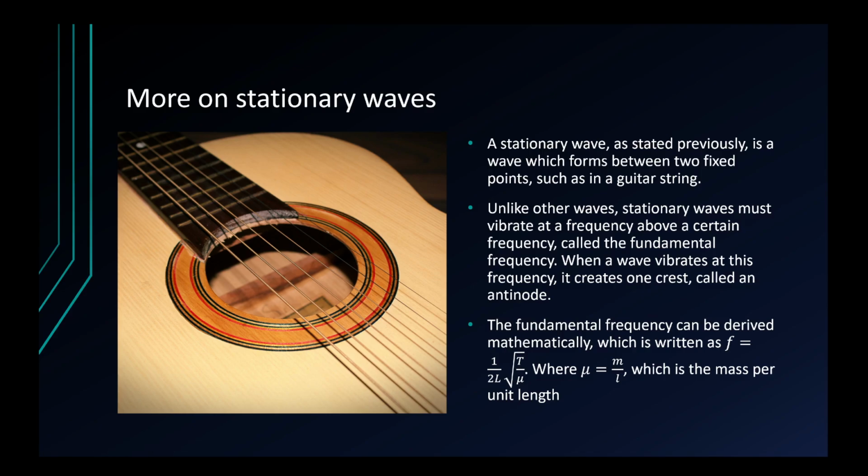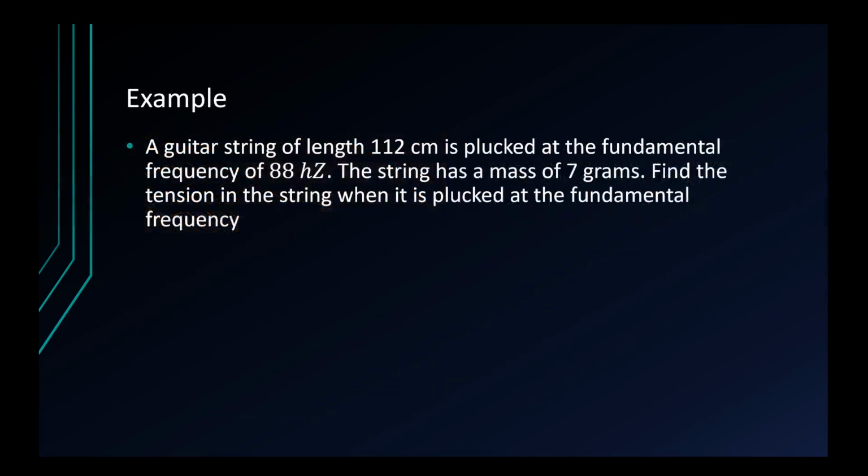And in fact, the fundamental frequency can be derived as: F is 1 divided by 2 lots of the length, times the square root of tension over linear density. Linear density is just mass over length, which can also be called mass per unit length. And actually, we'll jump straight into an example of using this, because I think this video is a bit too short. So here's our example.